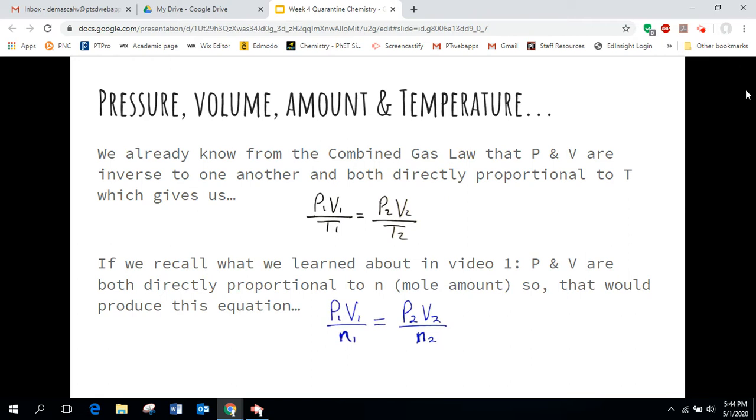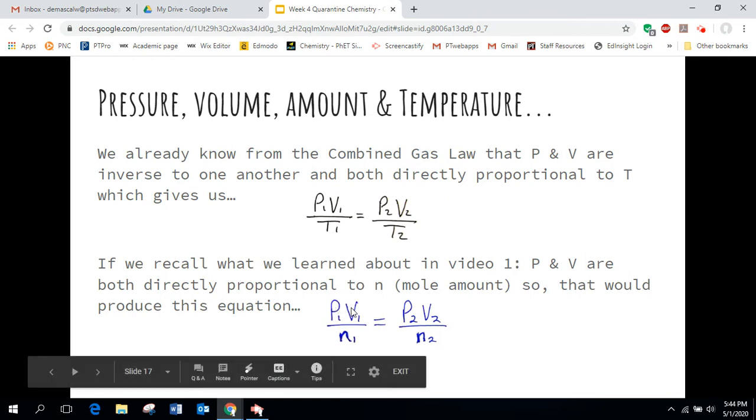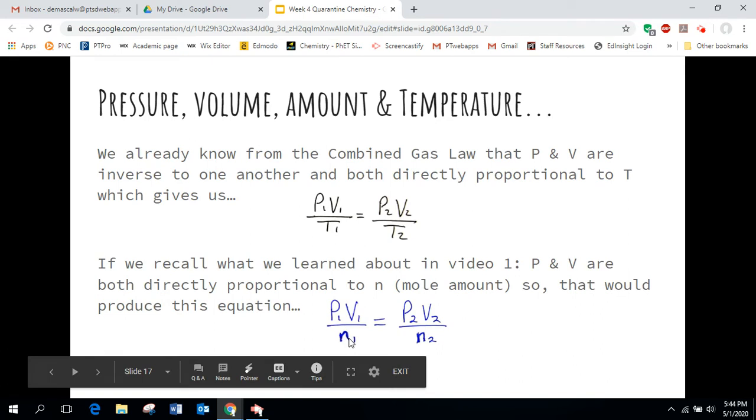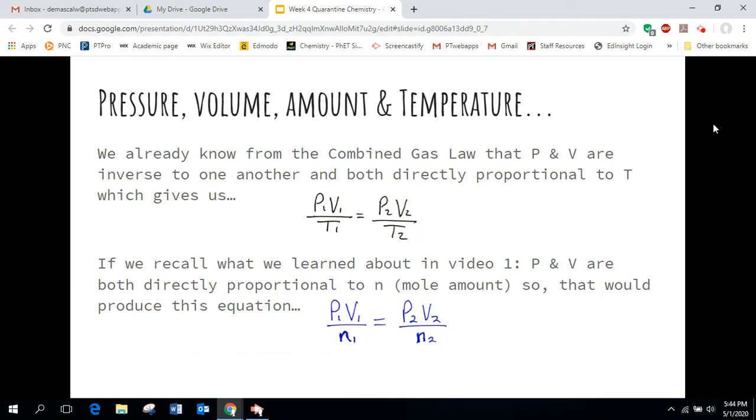Well, if we look at the combined gas law that we already knew from last week, we saw that P and V are inverse with each other, but they're both directly proportional to temperature. We learned the same thing with pressure and volume. Both of those are directly proportional to molar amount. We talked about that in video 1 this week. Pressure goes up when the amount goes up. Volume goes up when the amount goes up. So PV over N is just as true as PV over T.